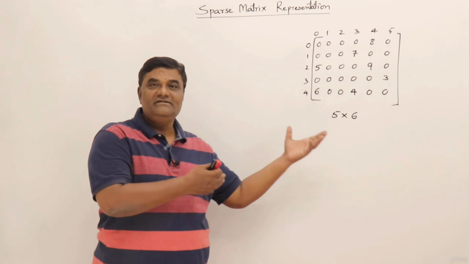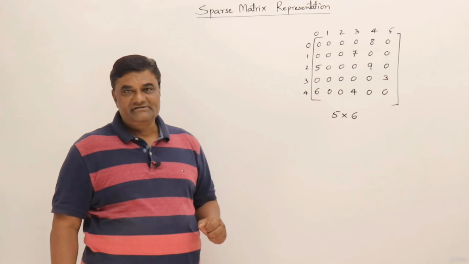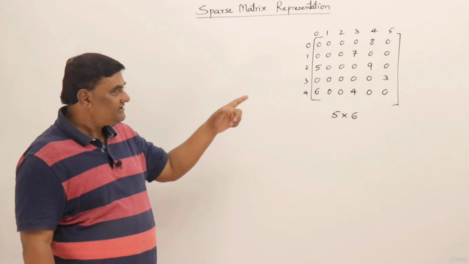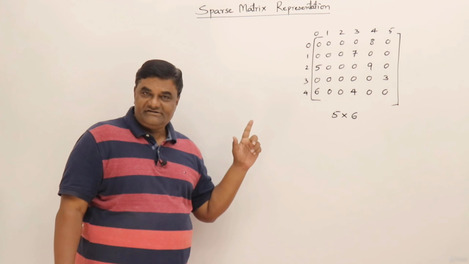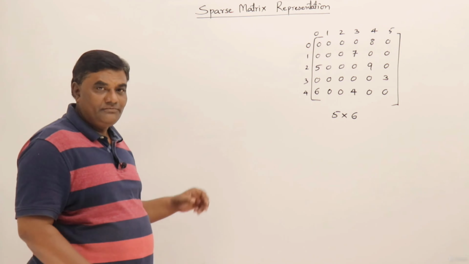So for every non-zero term, we should know row number and column number, and then the non-zero term. We have to represent this such that we should be able to regenerate the same sparse matrix. So let us see how we can represent this by just taking non-zero elements. I will draw the structure and show you.